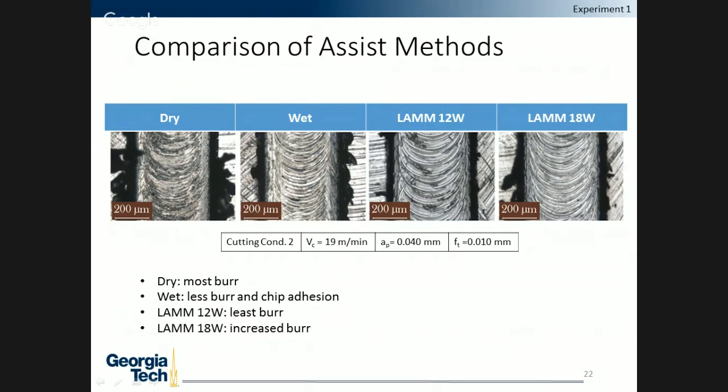And then, interestingly, the lamp 18 watt case also led to a groove with less chip adhesion than in the dry case. However, because the laser at 18 watts is at a higher laser power, it led to higher temperatures of the workpiece and more thermal softening, which allowed it to be more ductile and led to more burr formation than the wet or the lamp 12 watt case. However, it did better than the dry.